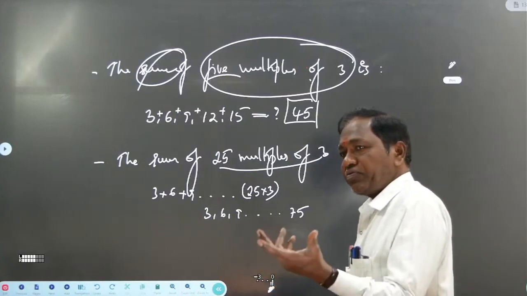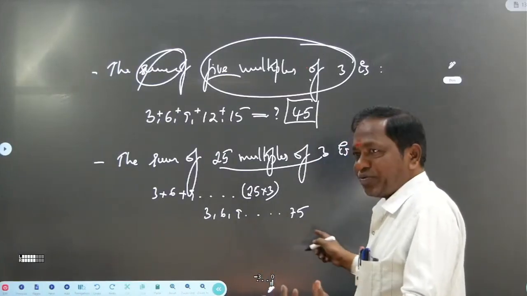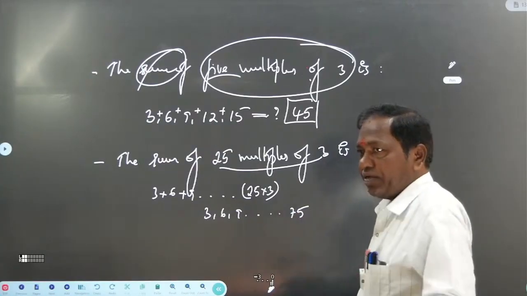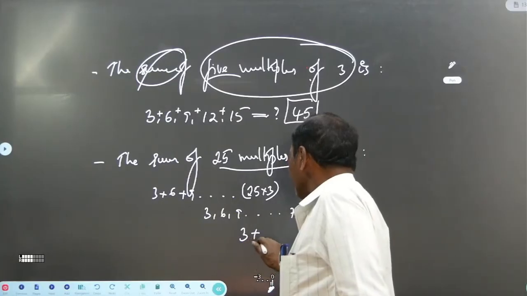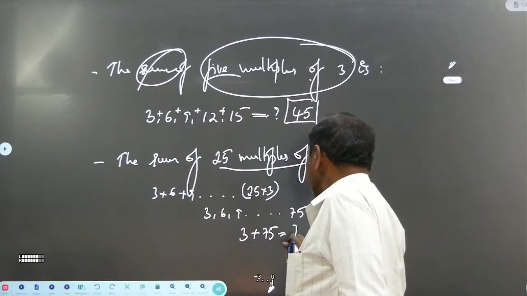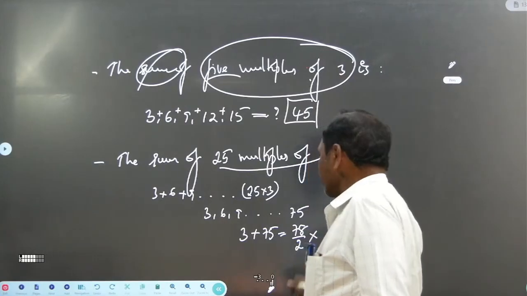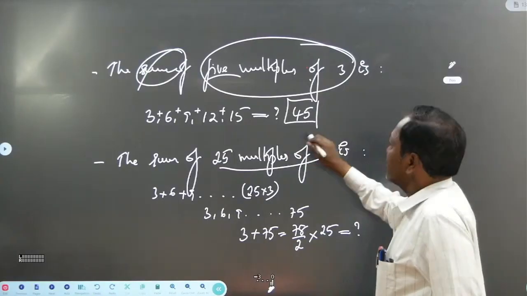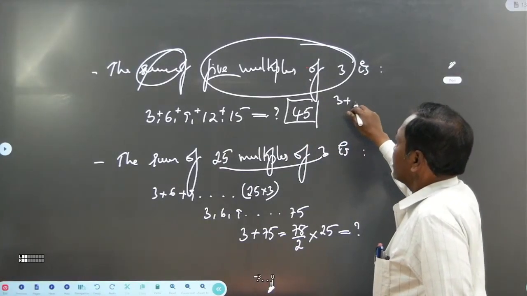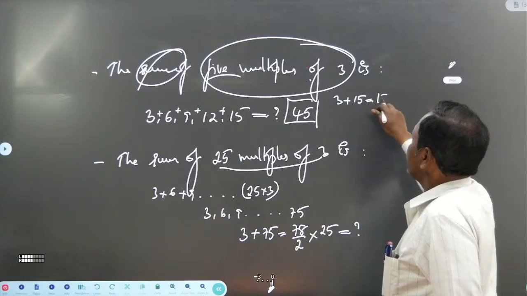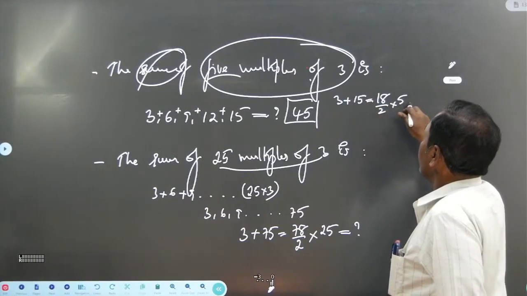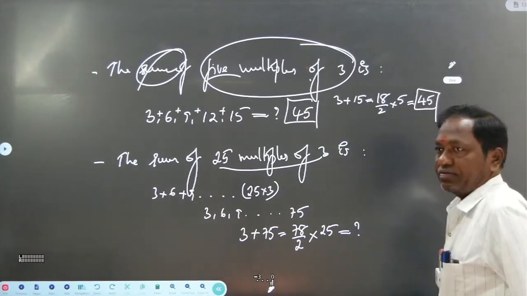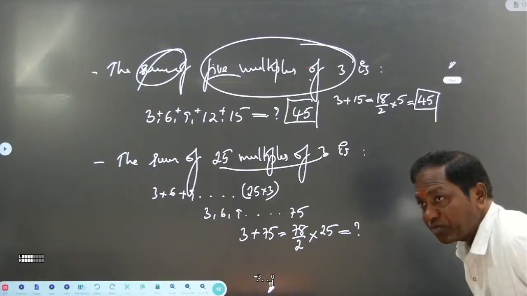Again, what is the concept we have used so far? These are consecutive numbers again, an progression. First from the beginning, last from the end: 78 by 2 gives the average, into the number of observations, which is 25. You can try this also. So for the earlier one, 3 plus 15 is 18 by 2, into 5, it means 45. Right. Again the same pattern, same concept.